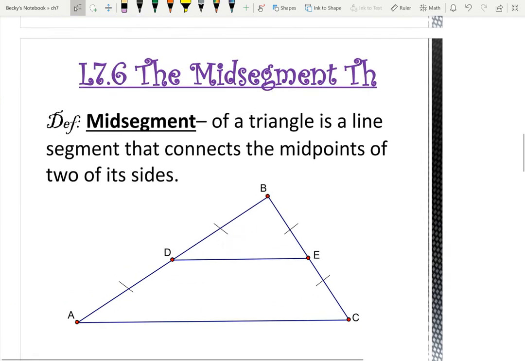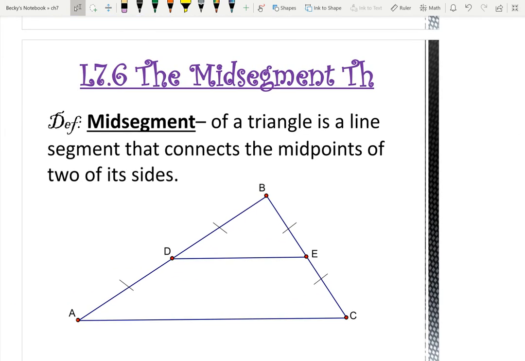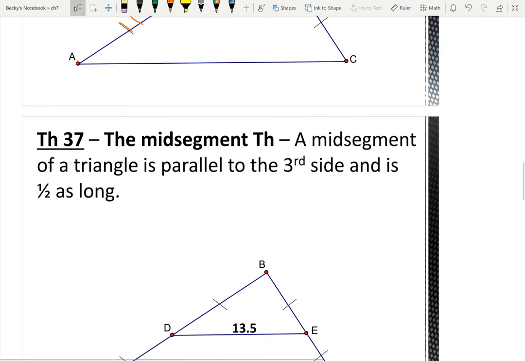Hi, today we're going to do lesson 7-6, the mid-segment theorem. This is the last lesson of chapter 7. Okay, so on this diagram, I'm going to correct it here and put 2 marks. I know D is the midpoint of segment AB, and I know that E is the midpoint of segment BC. So if you connect 2 midpoints, that is called a mid-segment. Okay, now we have to understand what a mid-segment is before we talk about the mid-segment theorem.